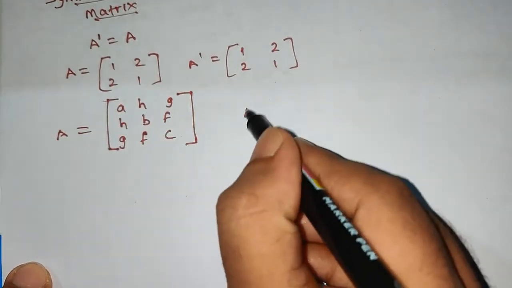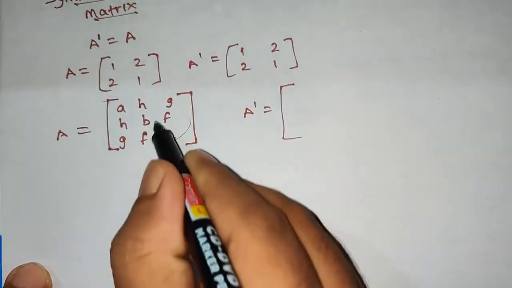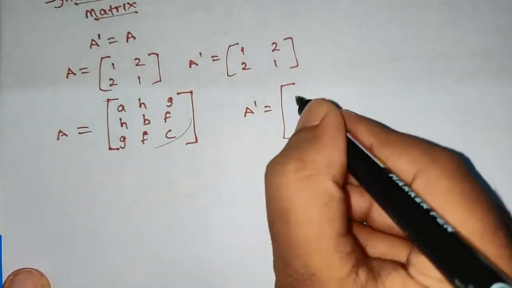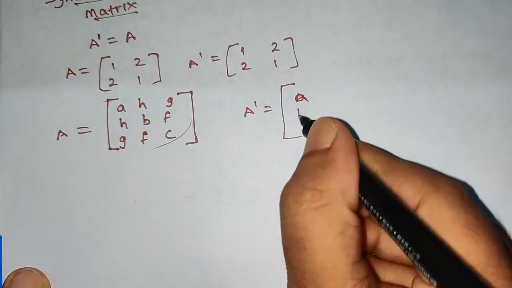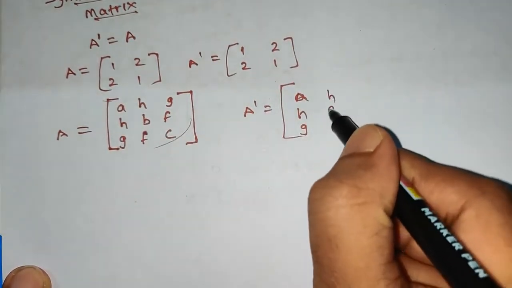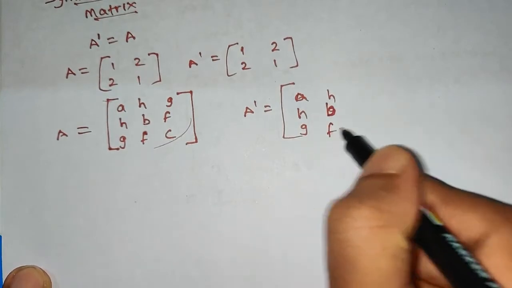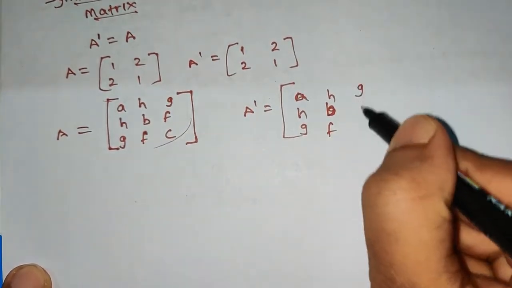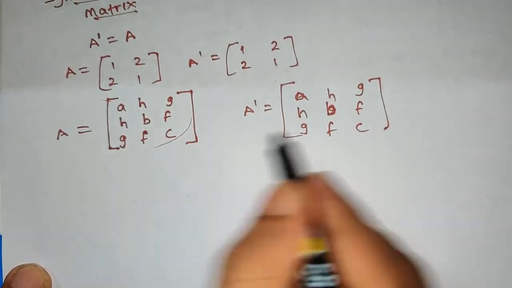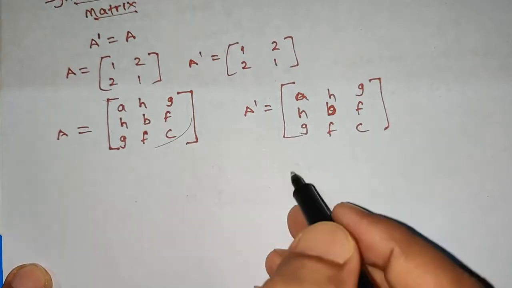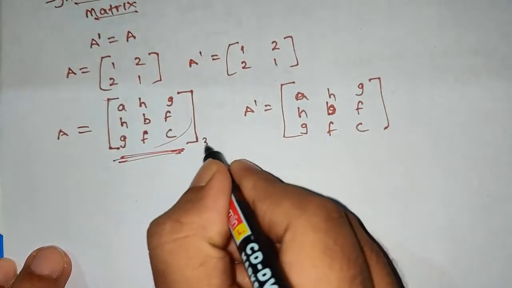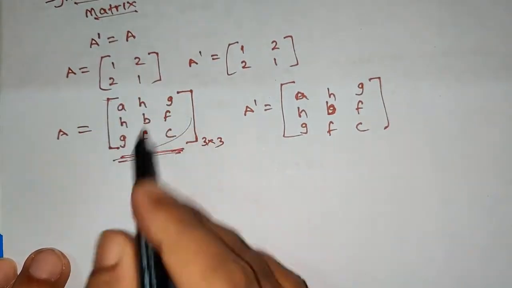If I take its transpose, whatever is in a row will come in a column. So A H G again will come here, then H B F will come here, and then again G F C will come here, right? So as you can see, the matrix itself and its transpose are exactly the same. So the general representation of any 3x3 symmetric matrix is usually like this.